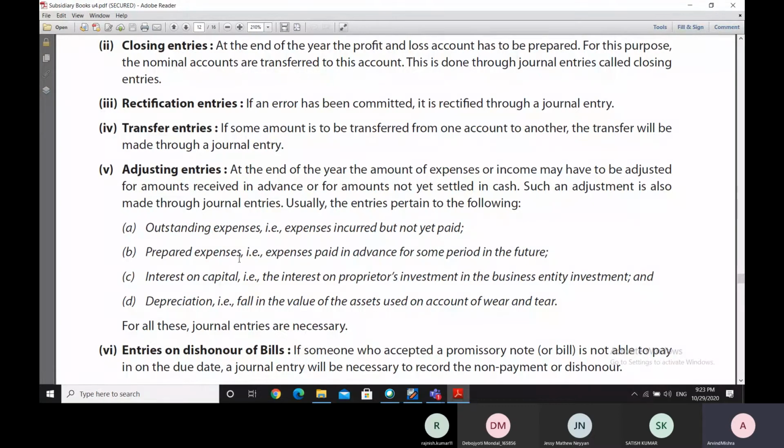Similarly, some expenses may be prepaid expenses in nature, that is, they are paid for but not to be accounted for because they are payments made for future expenses. So the future expenses need not be recorded in the present as an expenditure. Interest on capital is something which we record at the end of the year by making an adjustment entry. So all these adjustment entries are made through the journal entries.